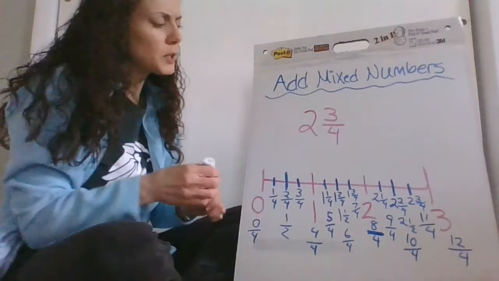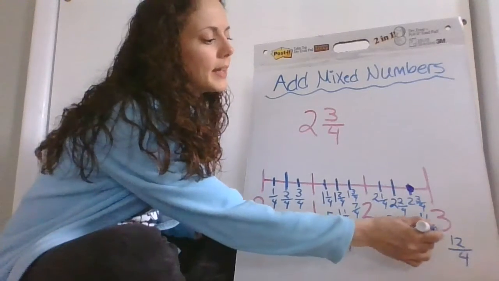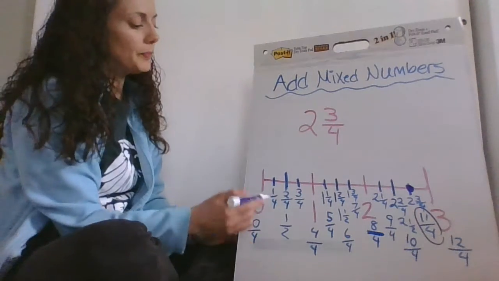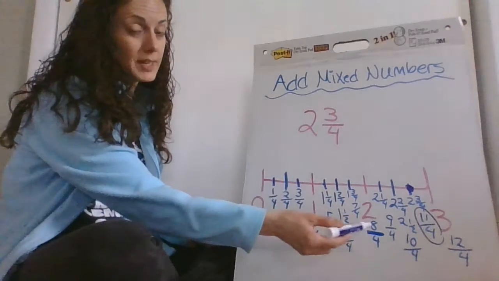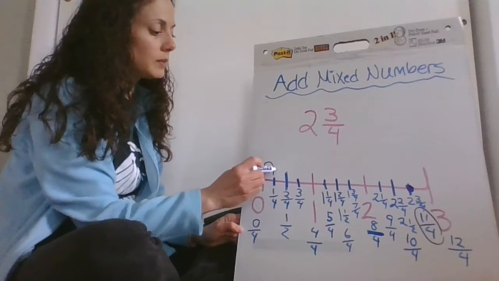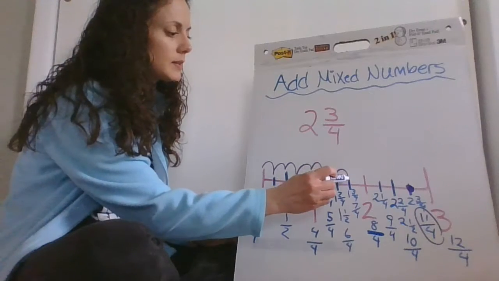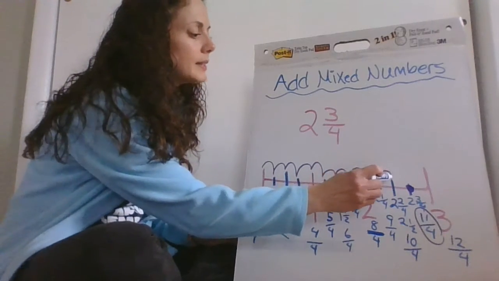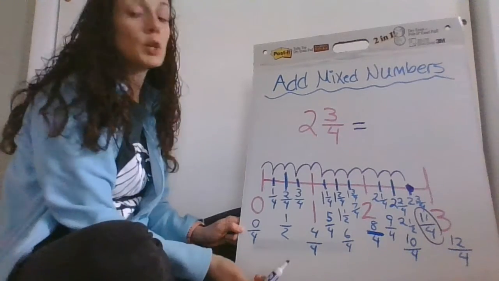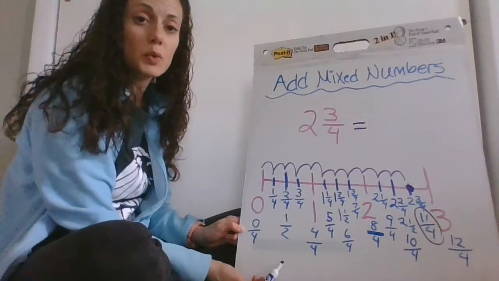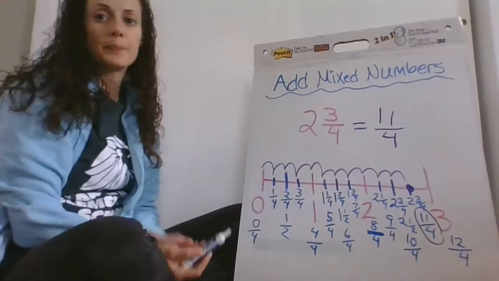So if this is the spot we're talking about on this number line, 2 and 3/4, I'm going to show you why it's the same thing as 11/4. If I start here at 0 and count each fourth, count with me: 1, 2, 3, 4, 5, 6, 7, 8, 9, 10, 11. So we can say that 2 and 3/4 is equivalent. It shows the same amount as 11/4.